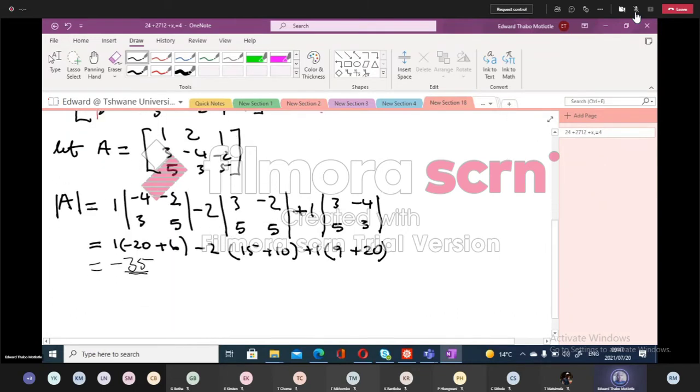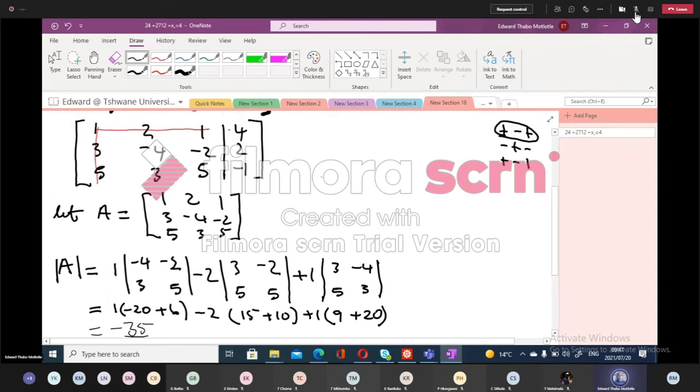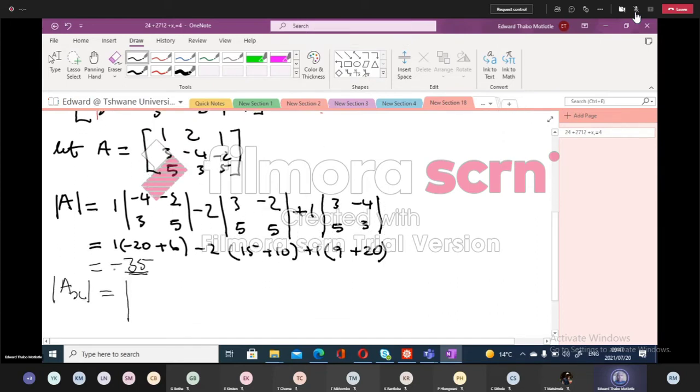Okay. Now, immediately after that, you determine the determinant of A_x. So what is A_x? So I'm going to write it down. So if you check here, we have what we call a constant vector, which is 4, 2, minus 1. So I'm going to replace the first column by that, 4, 2, minus 1. Then we have 2, minus 4, 3, 1, minus 2, 5. Then you have to determine this determinant.